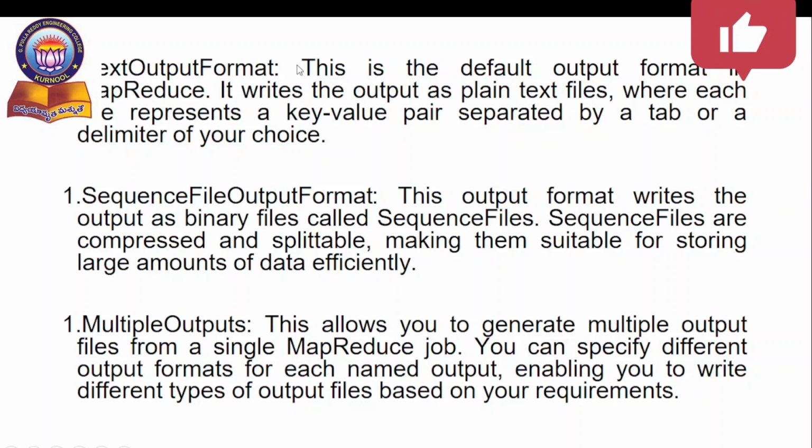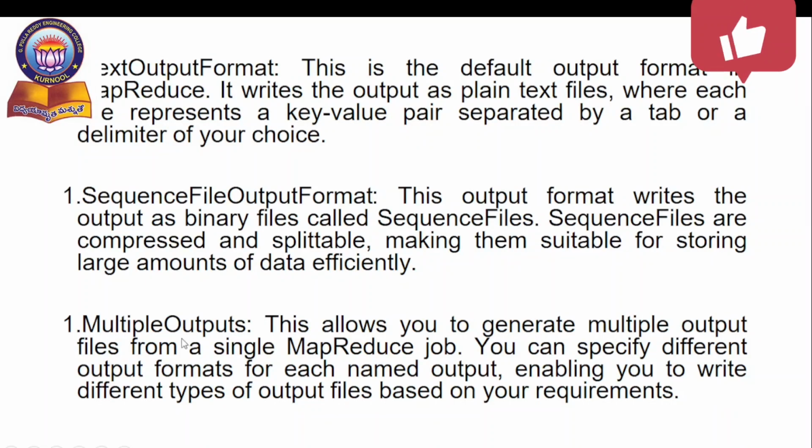Text output format. This is the default output format in MapReduce. It writes the output as plain text files where each line represents a key value pair separated by a tab or a delimiter of your choice. That's a user choice. You can use any delimiter. Next, sequence file output format. This output format writes the output as binary files called sequence files. Sequence files are compressed and splittable, making them suitable for storing large amounts of data efficiently.